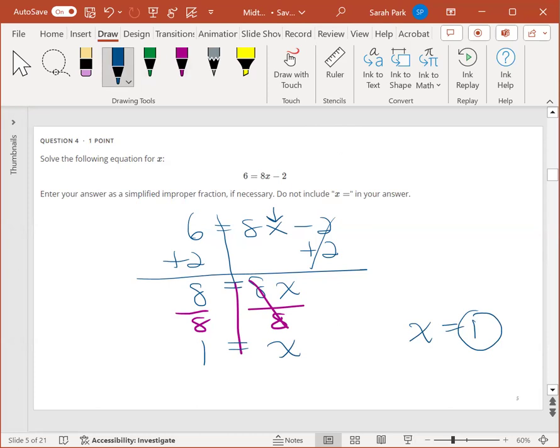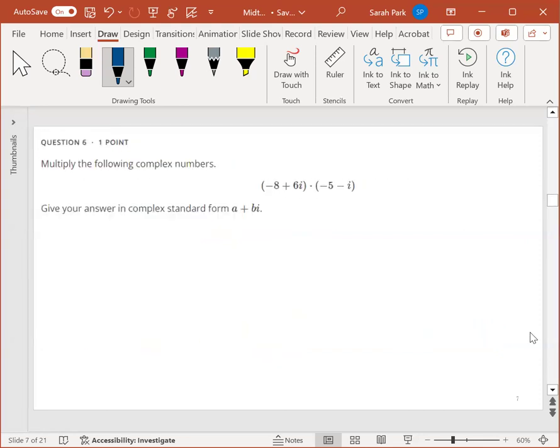Of course, you can double check by plugging it back in, right? You can plug in 6 equals 8 times 1 minus 2, and double check that 8 times 1 is 8. 8 minus 2 does give you 6. So for questions like this, always just plug it back in to double check your work.